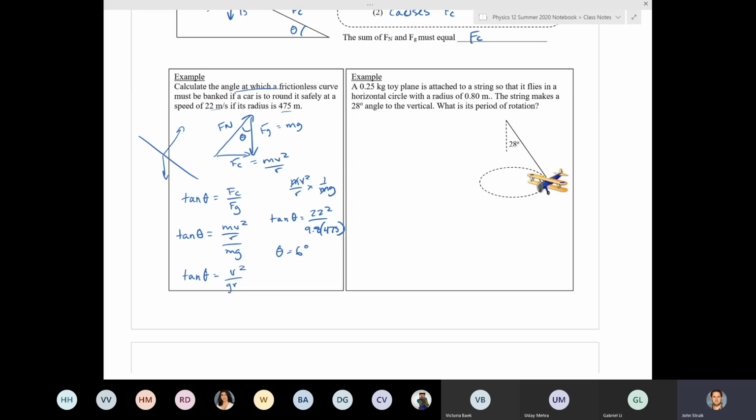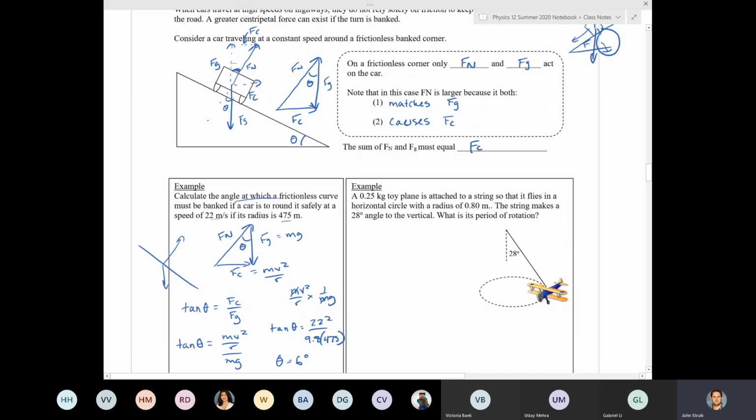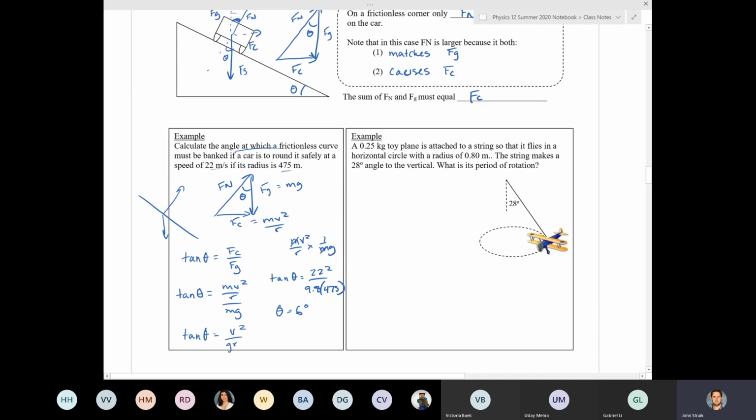Okay, hopefully that makes a little bit of sense. So we're using the relationship where Fn plus Fg equals Fc. Now it doesn't always have to be Fn.